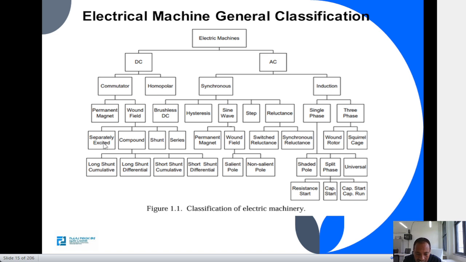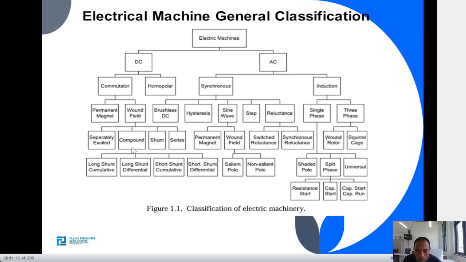In the separately excited type, the field winding is separated from the armature winding and can accept a different supply. If the field winding and the armature winding are supplied from one supply, we call it a compound type. For the shunt type, when the armature winding and the field winding are connected in shunt, or in parallel, we call it a shunt type machine. If the armature and the field windings are connected in series, we call it a series type.